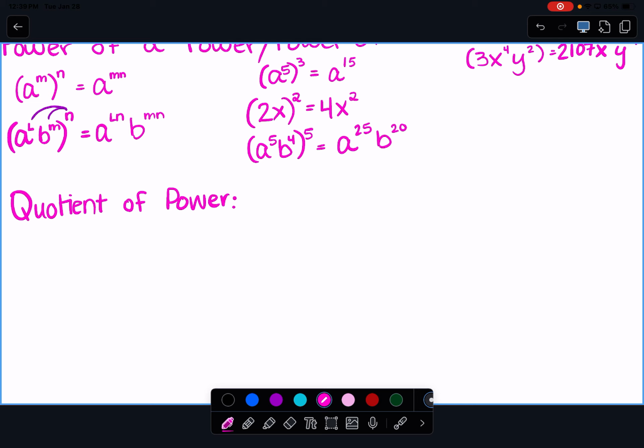All right. So quotient of powers. It is quotient of powers, not quotient of power. That feels like an evil villain in their mission to get power, the quotient of power.